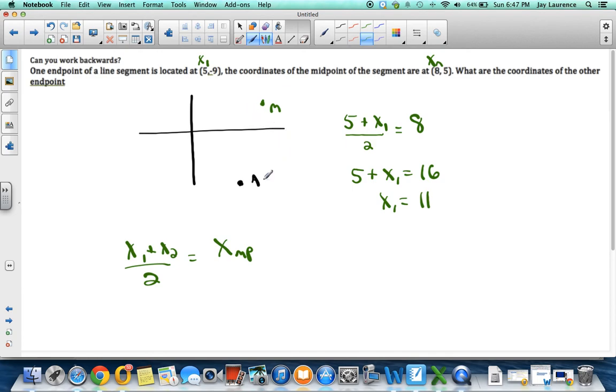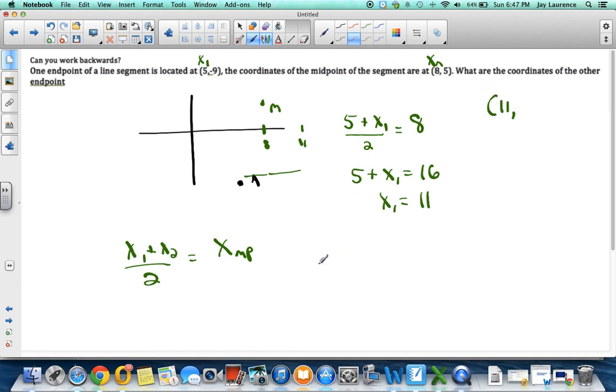All right, so the other x-coordinate is going to be 11. Now let's see if that makes sense. I'm 3 units away here. That's in the middle. I got to be 3 more units away. If this is at 8, 3 more units away would be 11, wouldn't it? Yes, so the other endpoint's x-coordinate is 11.